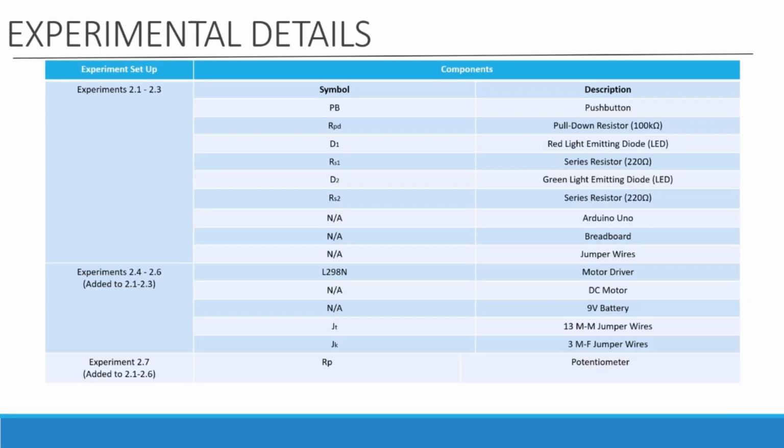Preston Creer speaking, and this is the components list of the experiments for experiments 2.1 to 2.3, 2.4 to 2.6, and experiment 2.7. The components table has the symbols on the left and the descriptions on the right.